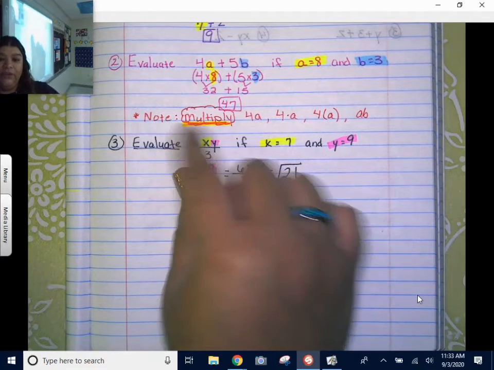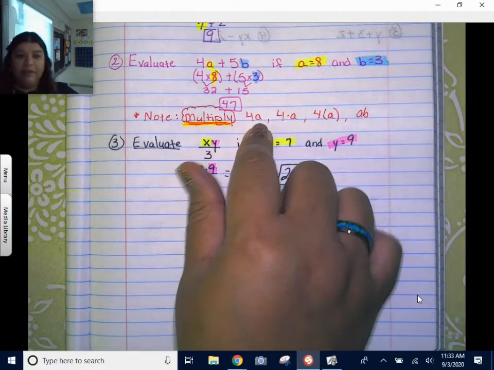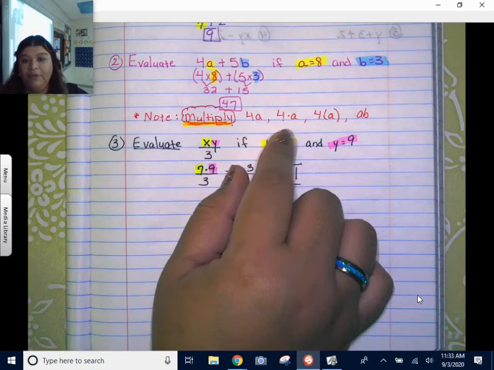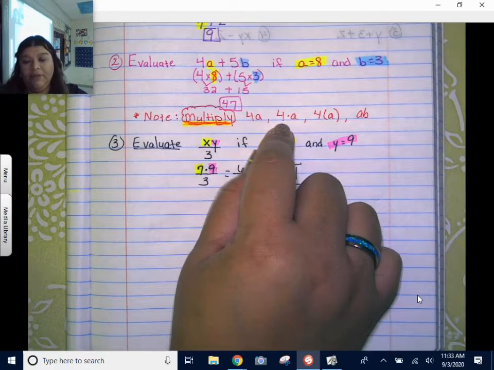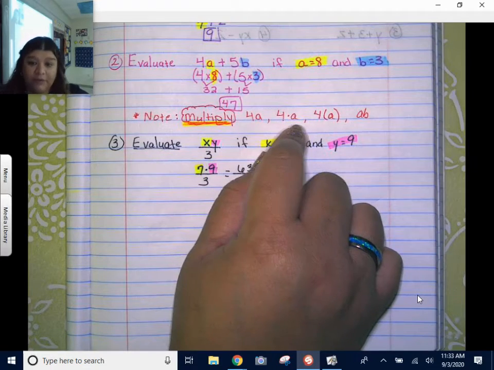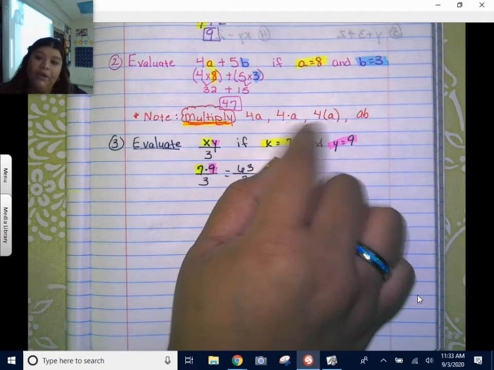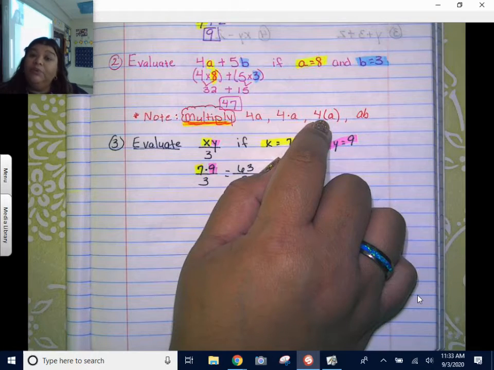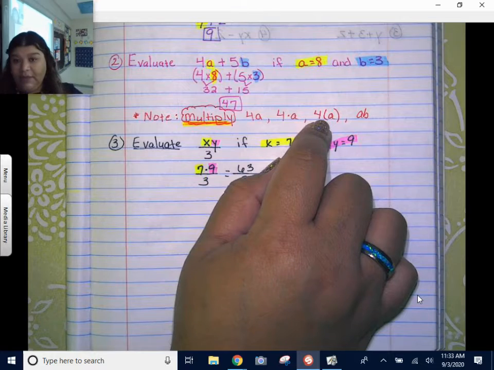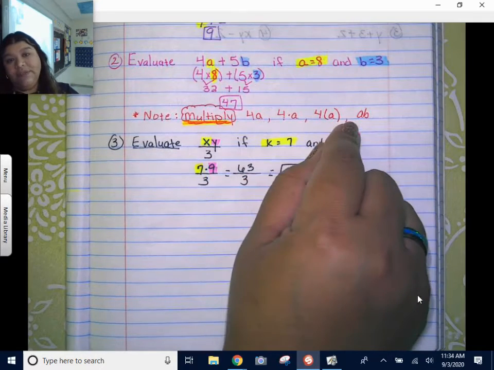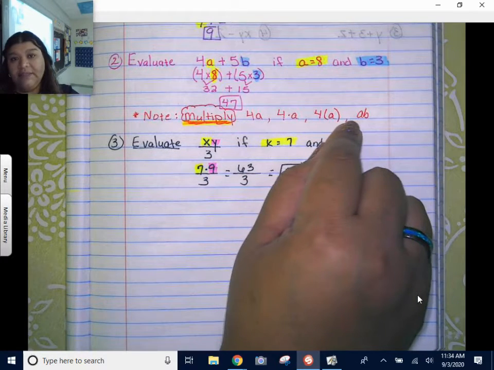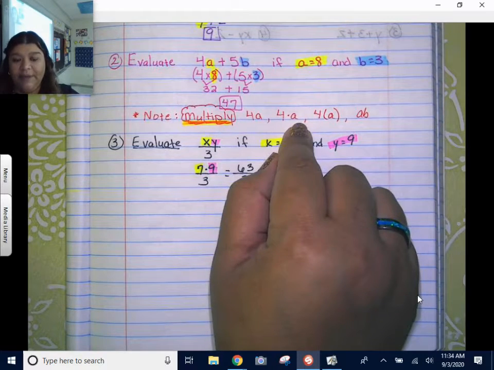Here's just a note for you. When you see a number next to a variable, that means to multiply. When you see a number with a dot and then a variable, that means to multiply. So the dot means to multiply. When you see a number right next to a parenthesis, that means to multiply. And if you see two variables together like this, that also means to multiply. So all of these are different forms of multiplication.